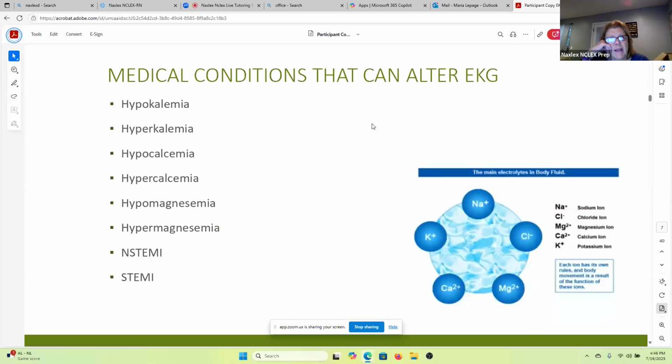So, medical conditions that can alter EKG tracings: hyperkalemia, hypercalcemia, and hypermagnesemia, as well as your STEMI and non-STEMIs.